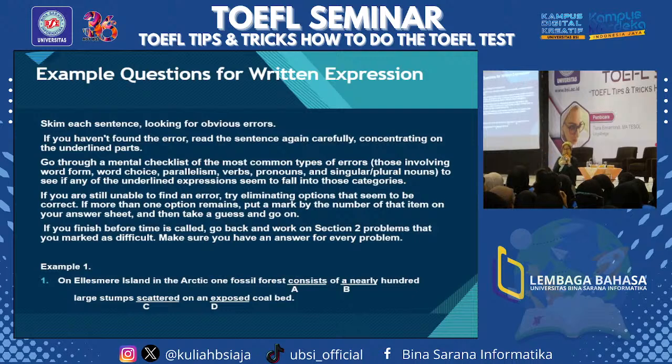So if you don't know anything about the Arctic or fossil forests, it's okay. I don't know anything about the Arctic and fossil forests, but I do know that part of that sentence is wrong grammatically. Is it consists? Is it nearly? Is it scattered? Or is it exposed? You need to choose A, B, C, or D. Which part of that sentence is wrong? What do you think? Which one?